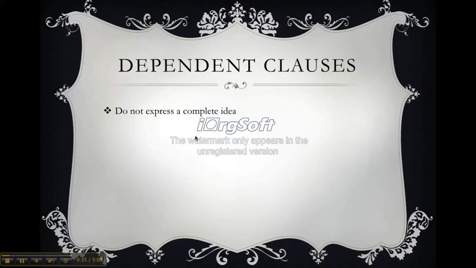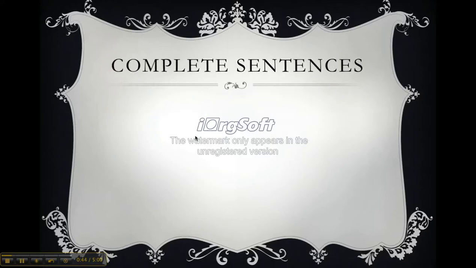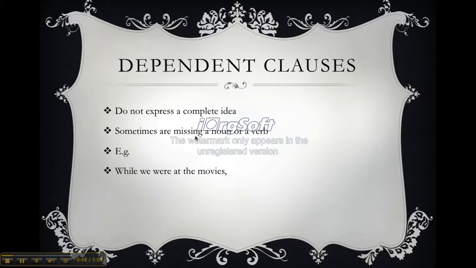Dependent clauses do not express a complete idea. Sometimes they're missing a noun or a verb. For example, while we were at the movies. So you'll see with that one there's no follow-up statement. While we were at the movies, what happened? We need another verb there.